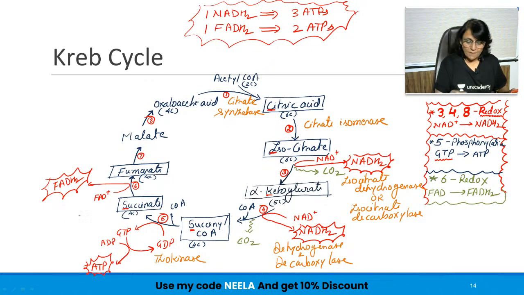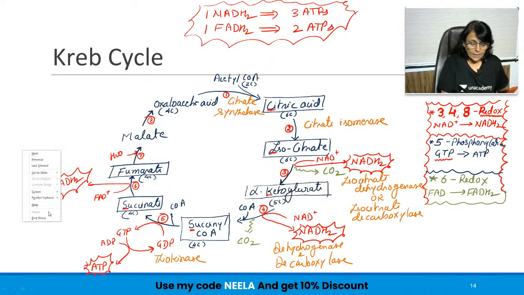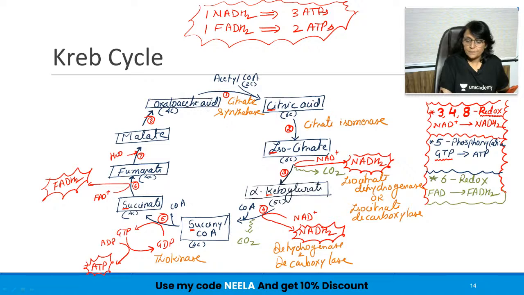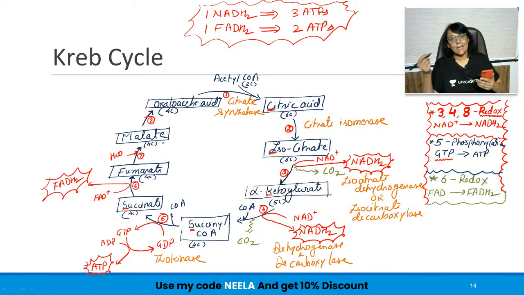So let us come to step number 7. In step number 7 there is only one thing, water gets added. Step number 8, and important thing that all these are 4-carbon compounds, so no carbon is lost as carbon dioxide. So malate is also 4 carbon, fumarate is also 4 carbon, oxaloacetic acid is also 4 carbon.